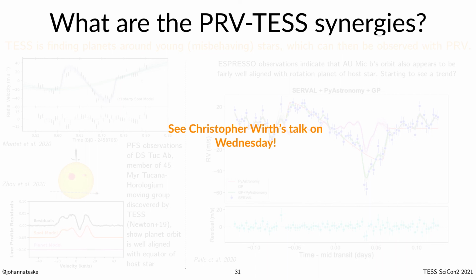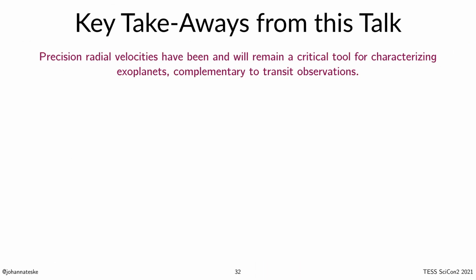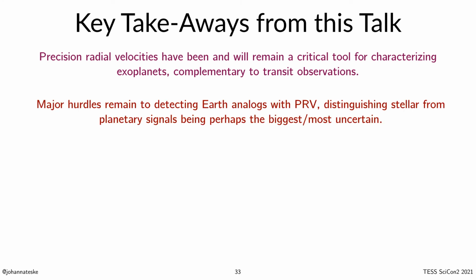All right, so just wrapping up, key takeaways from this talk are that precision RVs have been and will remain a critical tool for characterizing exoplanets, really complementary to transit observations in many ways in terms of the type of information, the type of planets that we can find. I talked about some hurdles remaining to reaching that goal of very, very good precision capabilities with PRV to enable us to detect Earth analogs. And I think distinguishing stellar from planetary signals is perhaps the biggest or most uncertain hurdle.